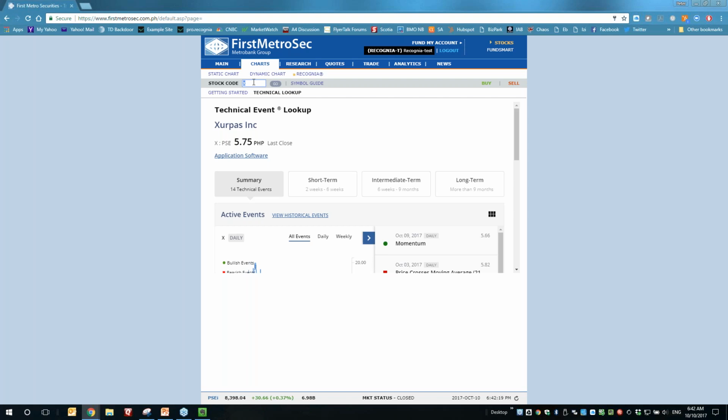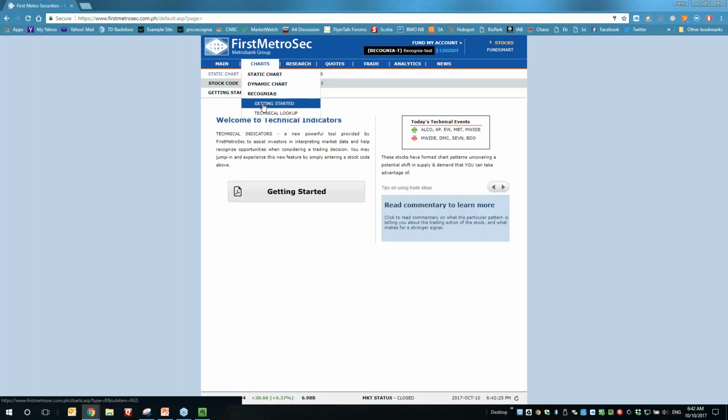Now, if you forget everything that I told you, there is some built-in educational content. We have what are called the Getting Started guides. So again, under Charts, you can click on Getting Started. We have a Recognia Getting Started guide here where you can click to get a PDF document providing you with how to use the technical event lookup.